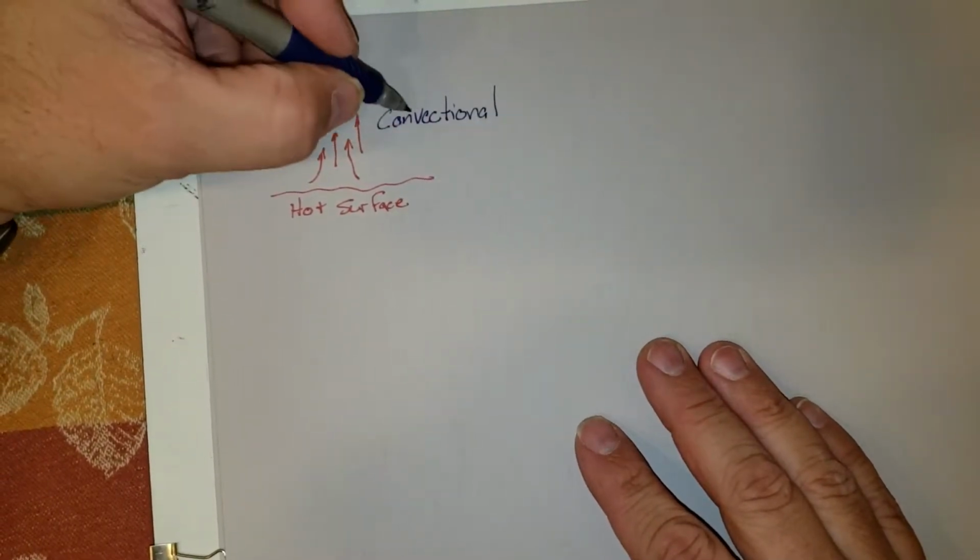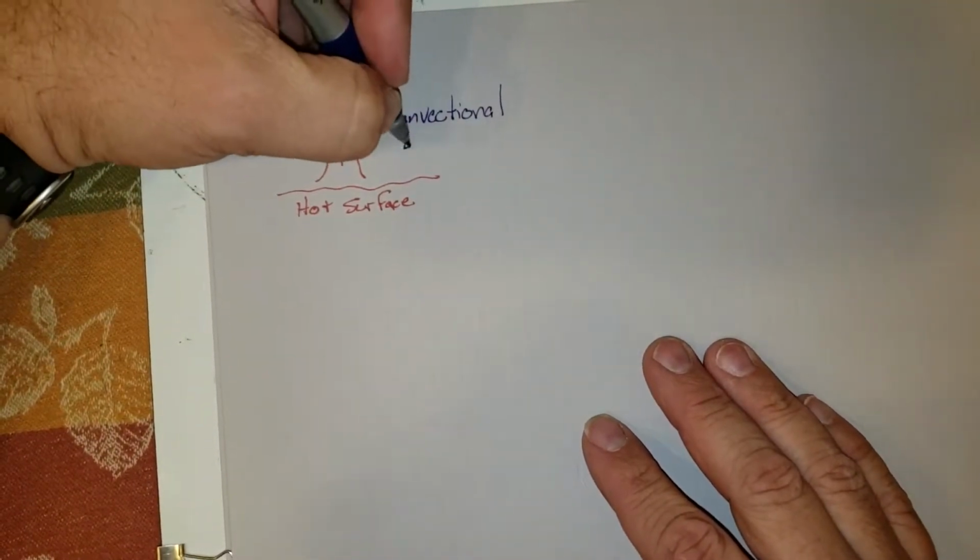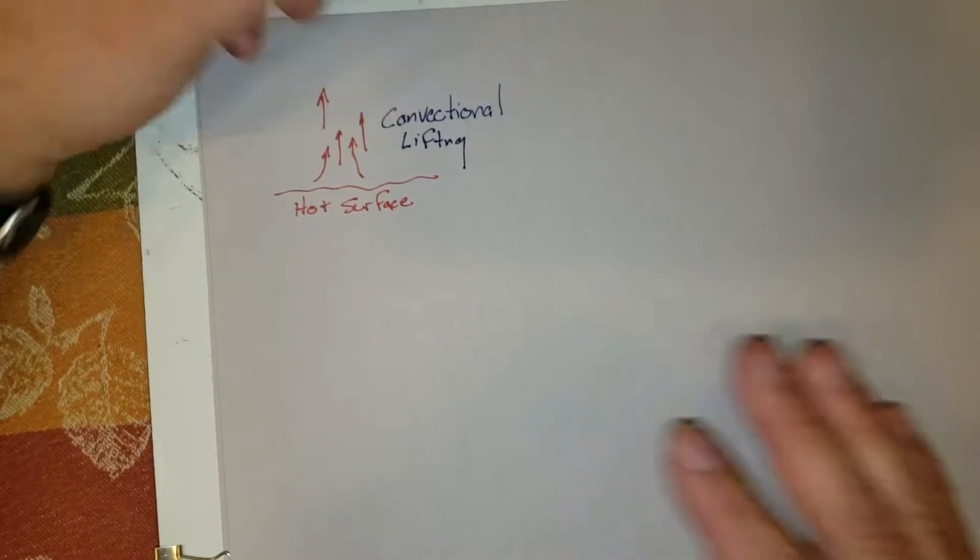Convectional is basically just movement up and down. Advection is going from side to side. Convectional lifting. And there's another way.